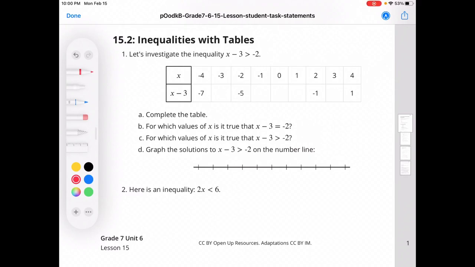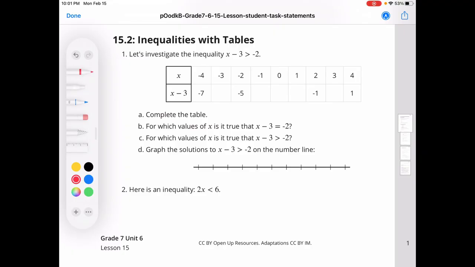So lesson 15 is pretty long, so I'm going to try to condense it to get the main points across as much as possible. So on 15.2, it says, let's investigate the inequality x minus 3 is greater than negative 2. So here we have a table where we have different x values, and then we have x minus 3.